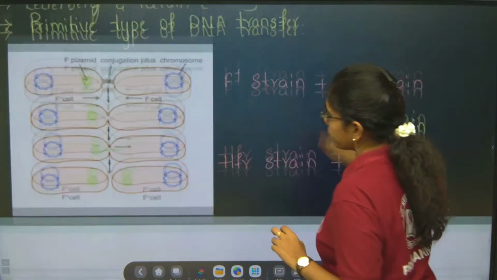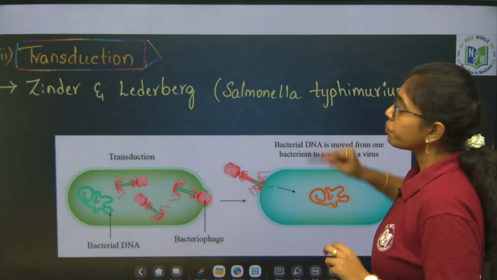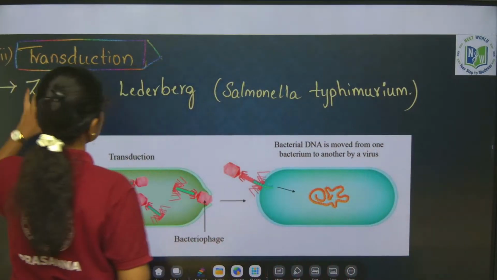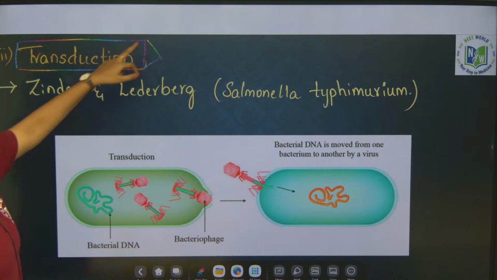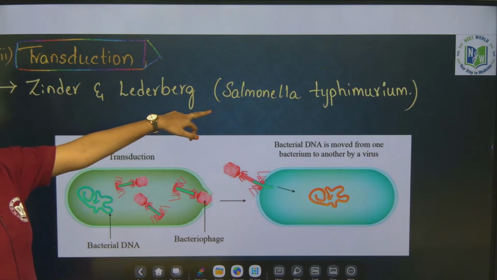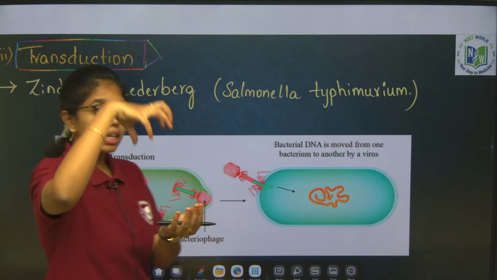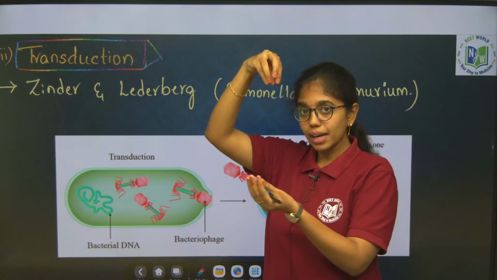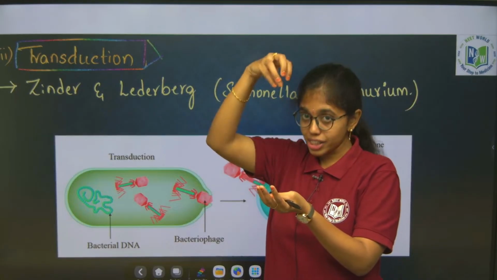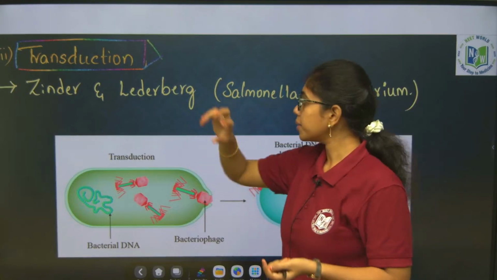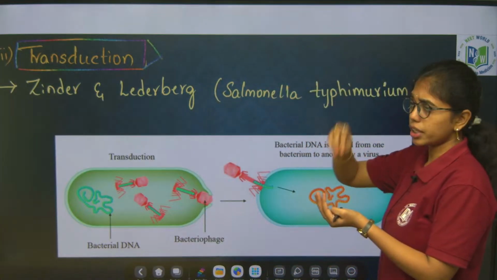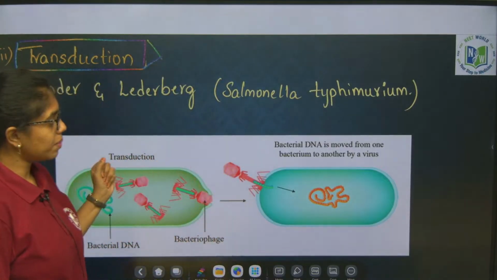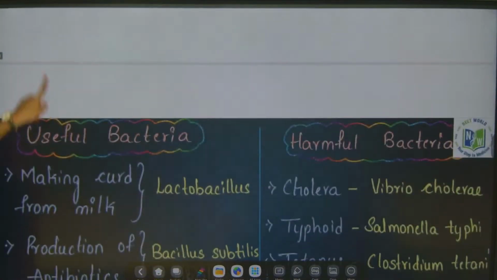Next, transduction, which was proposed by Zinder and Lederberg, done on Salmonella typhimurium. If the genetic material is injected into the host through a bacteriophage, then it is called transduction. The best example is Salmonella typhimurium.